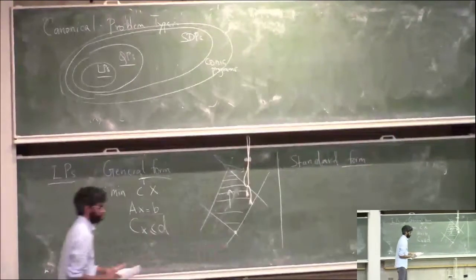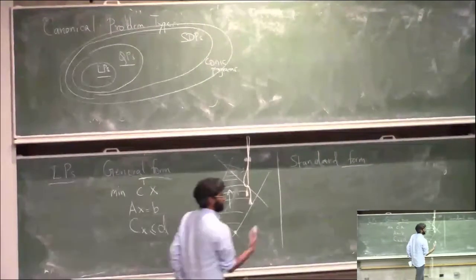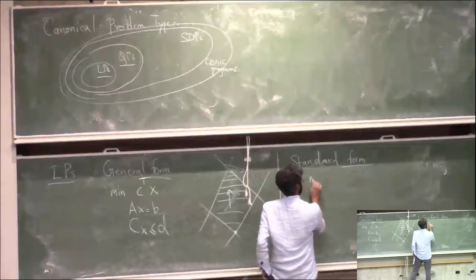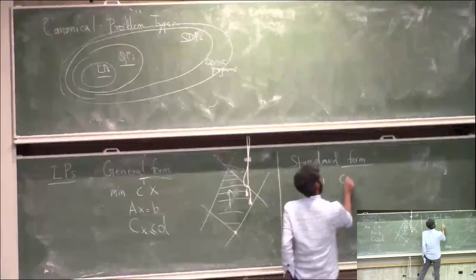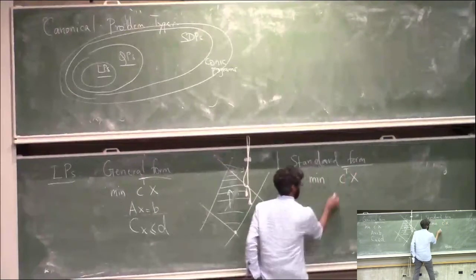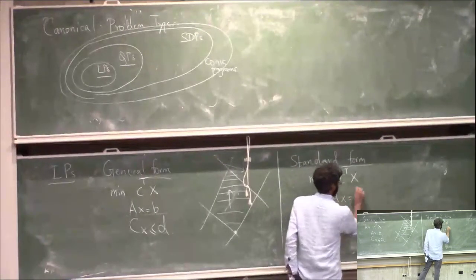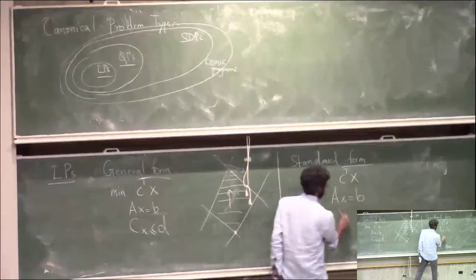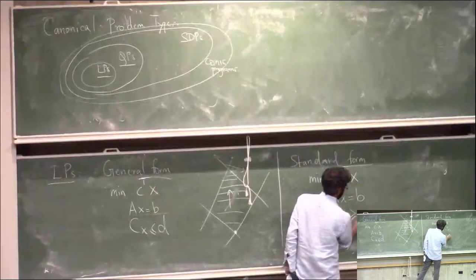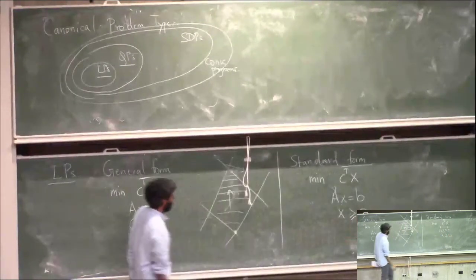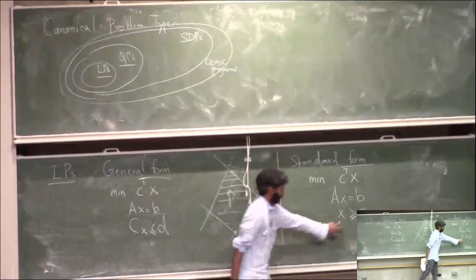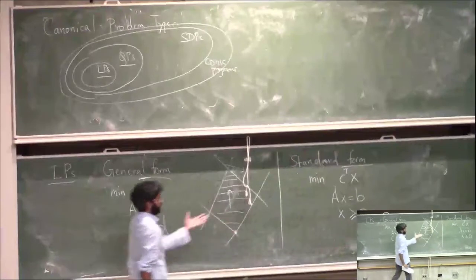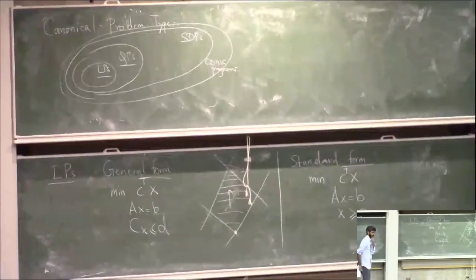So the standard form just eliminates all the inequality constraints except for component-wise inequality constraints. So you say you're trying to minimize c transpose x subject to some equality constraints and some trivial, simple inequality constraints. So you no longer have constraints that look like this. They all have to be of the form x is bigger than or equal to 0. This is for some reason called the standard form of an LP.